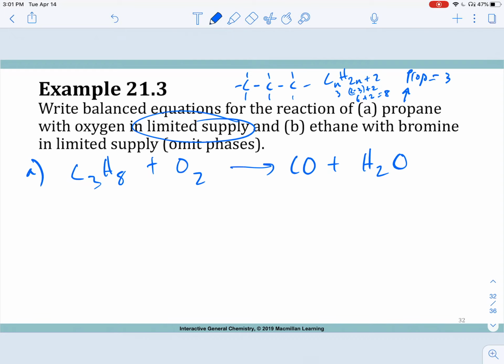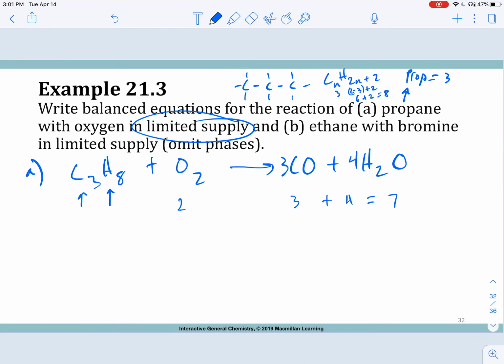So let's practice balancing again. I've got 3 carbons over here, so at least for now, I'm going to need 3 of these. But notice I have 8 hydrogens over here, so I need to put a 4 over here. And now let's see how many oxygens I have. I have 2 over here, and I've got 3 plus 4 equals 7 over here. Because this is an odd number, this 7 is kind of weird.